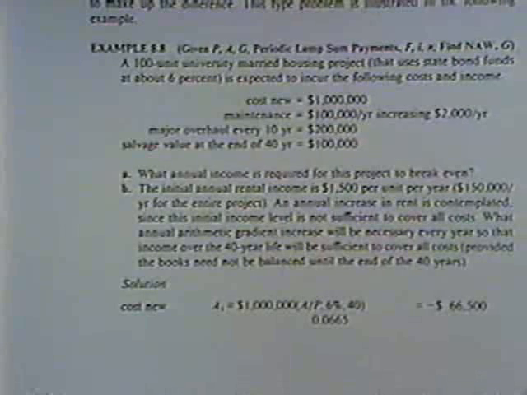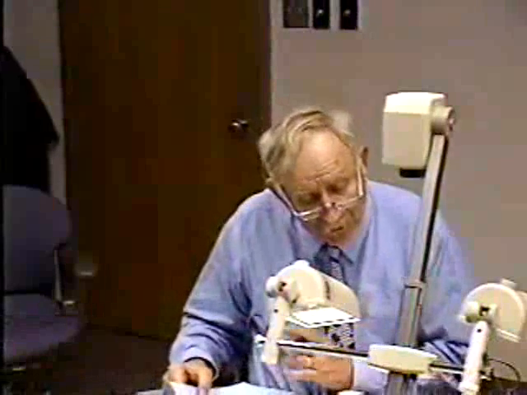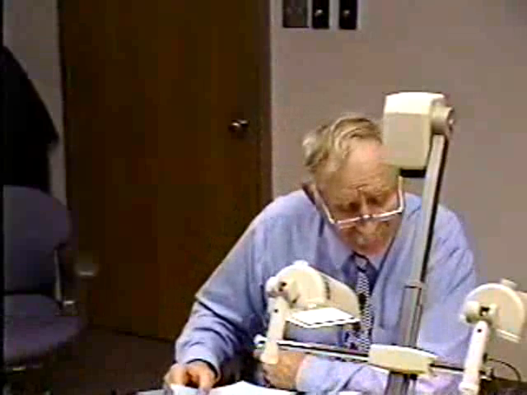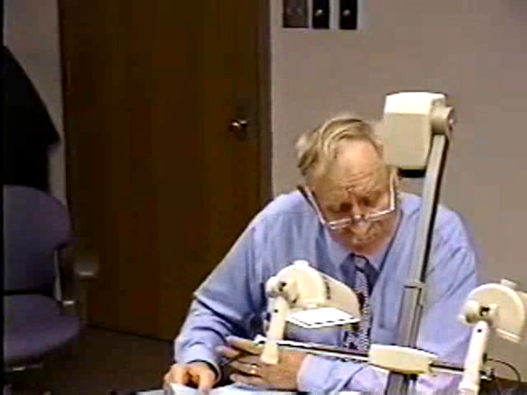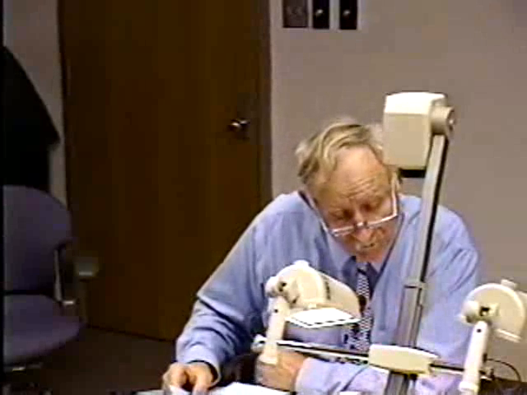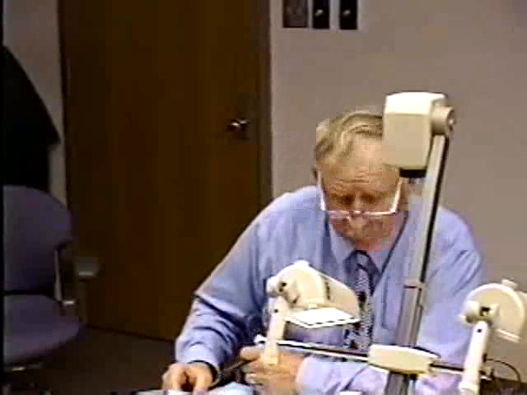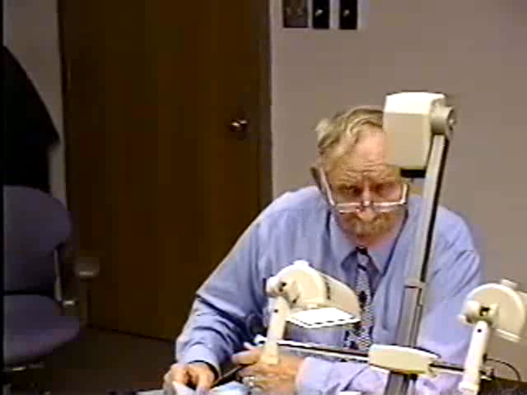So you're going to have to come up with some kind of an equivalent cost. You've got a new cost of $1 million. You've got maintenance costs of $100,000 a year, increasing $2,000 a year. You've got a major overhaul every 10 years for $200,000. You've got a salvage value at the end of the 40 years of $100,000. Somehow you've got to compare these, and you could do this by bringing everything back to a present value. You could convert everything to an equivalent annual cost. In this case, you're trying to find an annual income.